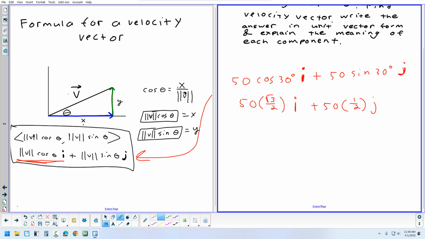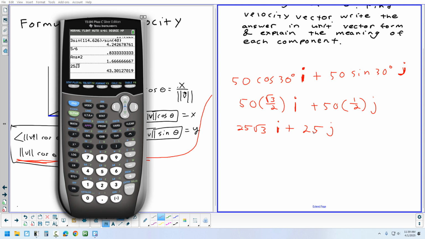When we multiply that out as an exact answer, we get 25 root 3 i plus 25 j. That's the exact answer for the velocity vector. If they ask us to round to whatever number of decimal places, we can do that as well. Actually, I already typed it in. 43.30.